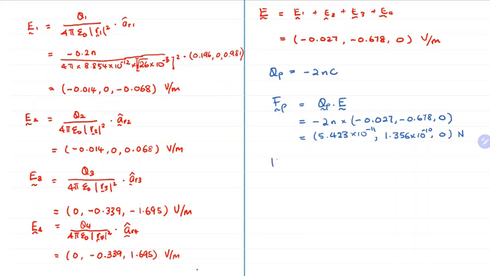The magnitude of this force will be the square root of the x component squared plus the y component squared, and that will give us 1.357 times 10 to the minus 10 newtons, which is 0.1357 nanonewtons.